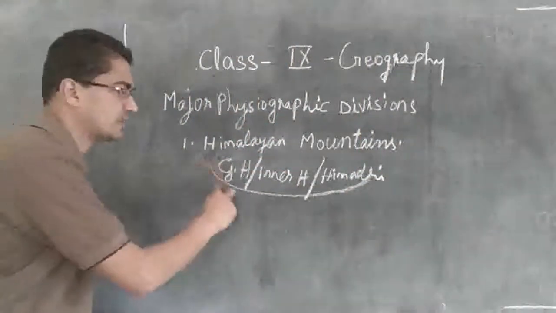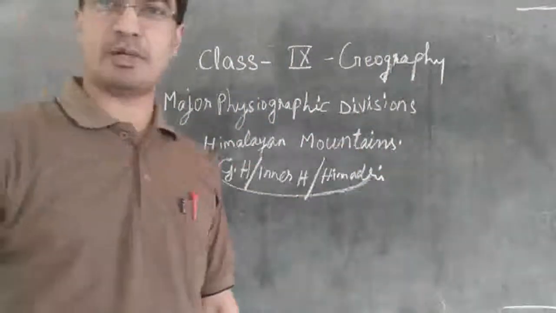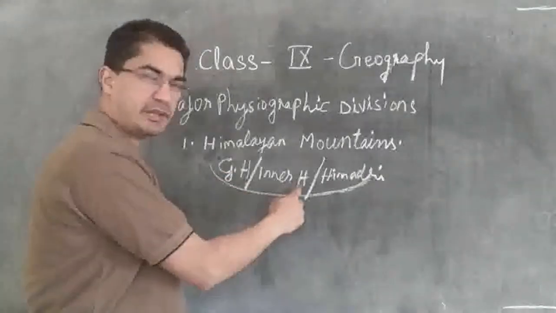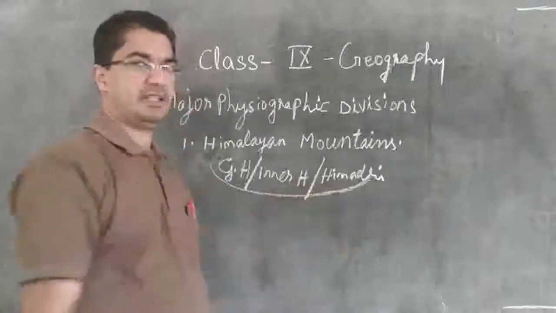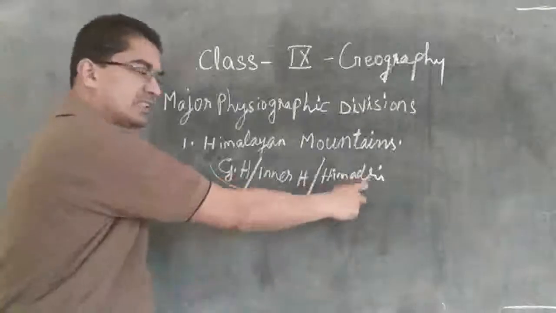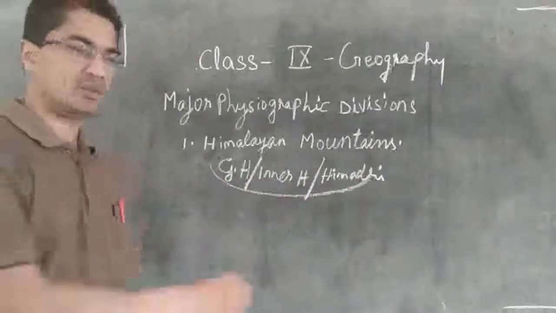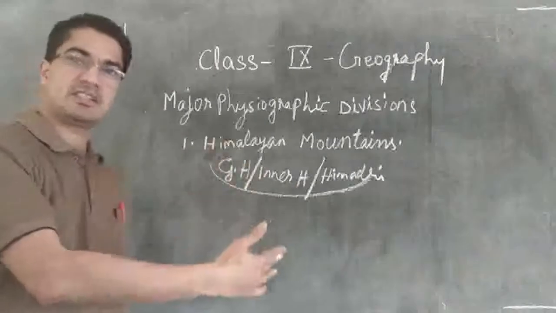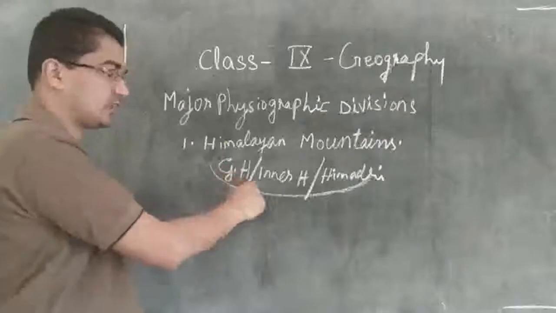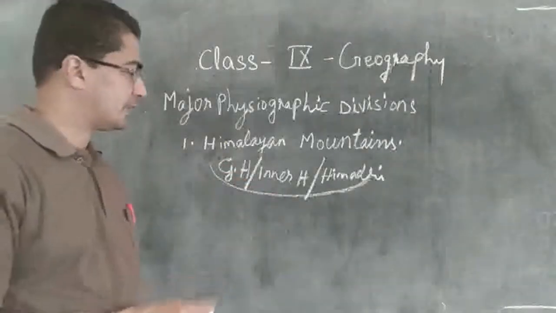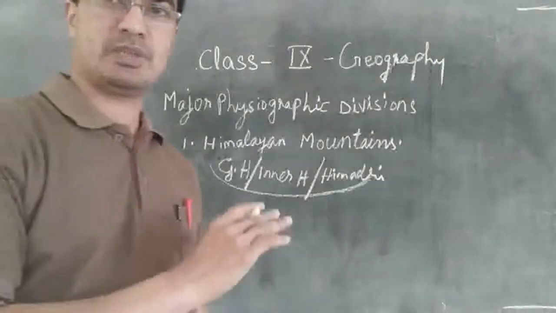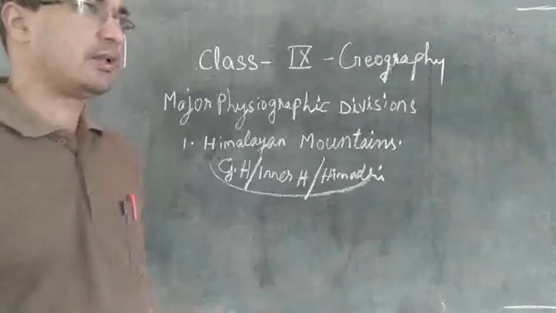Himadri. So the topmost layer of the Himalayan mountain is known as Great Himalaya or Inner Himalaya or Himadri. You need to remember these names and should not get confused. All these three mean the same range of mountain. They are not three ranges. Other ranges have other names, but the first or topmost range has three names: Great Himalaya, Inner Himalaya, or Himadri. So these three names you need to learn by heart.